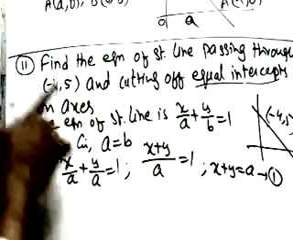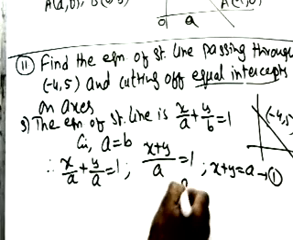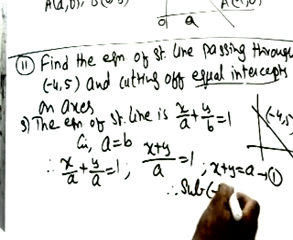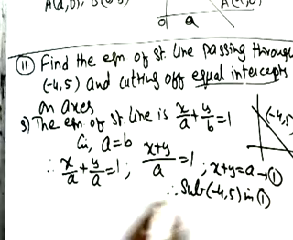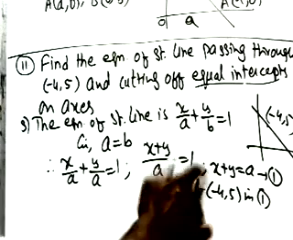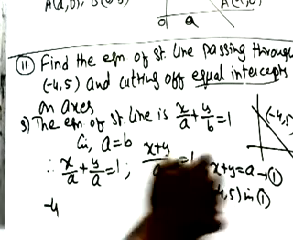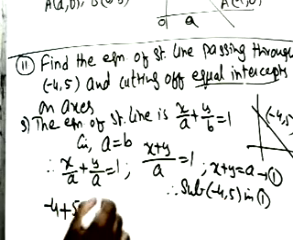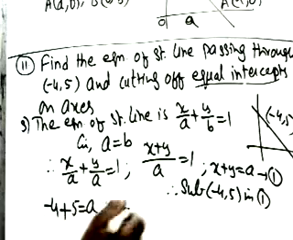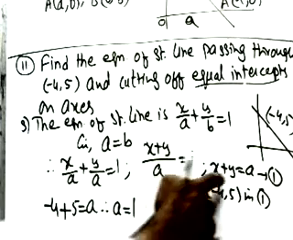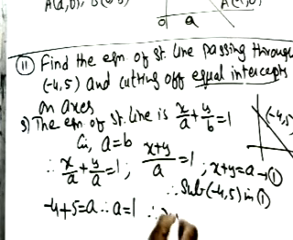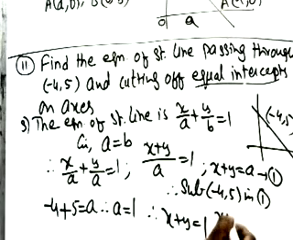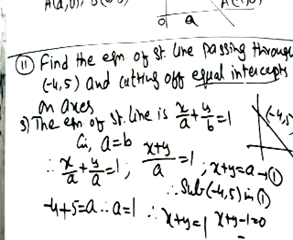How to substitute? This line passes through this point, therefore we can substitute minus 4 comma 5 in 1. So we'll get the value of A. In place of x we write minus 4 plus, in place of y we write 5, equals A. Therefore, A equals 5 minus 4, which is 1. So again substitute this value, you get the answer. Therefore, the answer will be x plus y equals A. A is 1. Or we can write it like this, x plus y minus 1 equals 0.